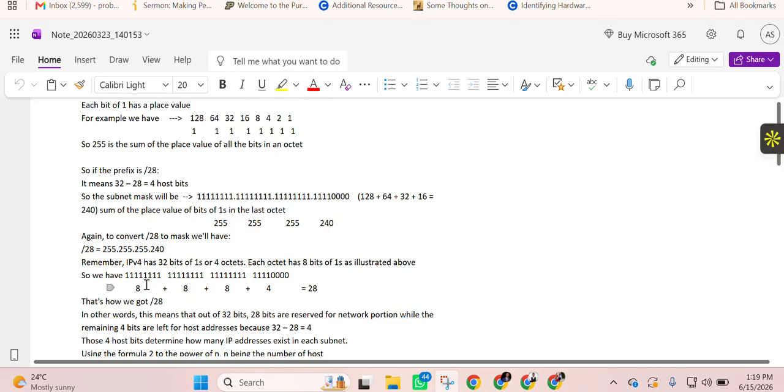So the first octet has a complete 8 bits of ones, same as the second octet, same as the third octet, but the fourth octet has 4 bits of ones and 4 bits of zeros. So we are calculating 8 plus 8 plus 8 plus 4 because we only have 4 bits of ones in the last octet. And so 8 plus 8 plus 8 plus 4 gives us 28. That's how we got the /28.